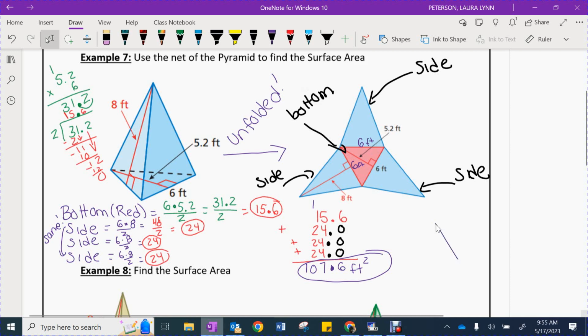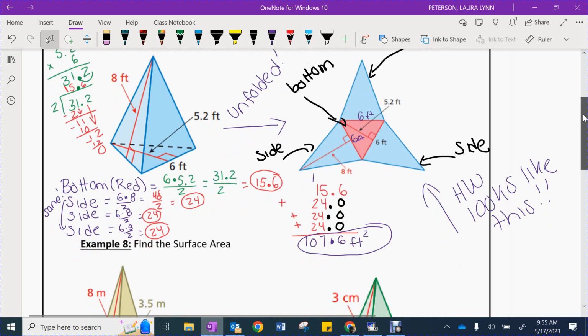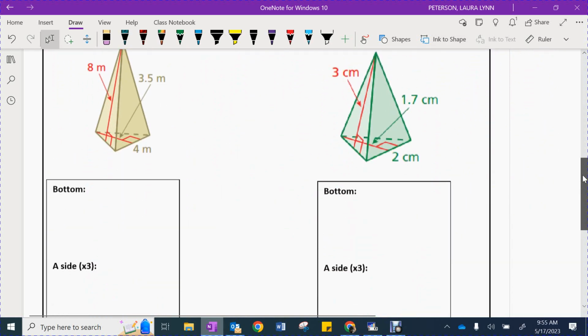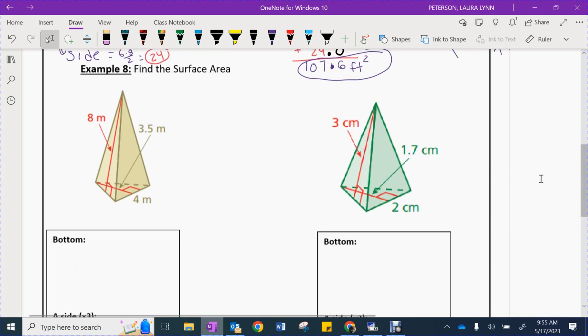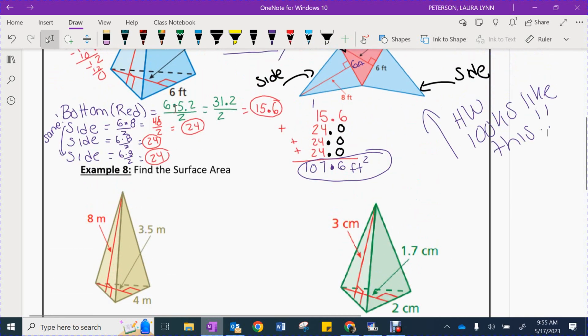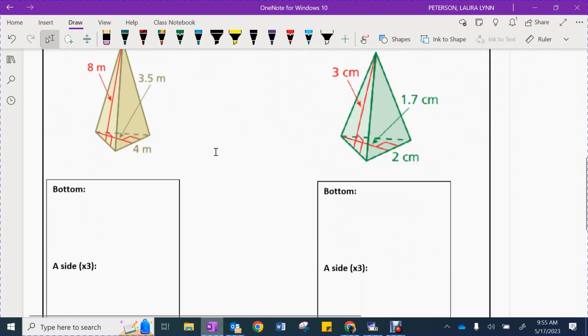So homework, I'm going to make a note. Homework looks like this. Exclamation point, exclamation point. We're going to practice it now, though, with this yellow, on my screen it's yellow, and a green pyramid. What we've noticed, if you look up here, on our last example, the sides were all the same thing. So our faster way to find the surface area is to find the area of the bottom, find the area of a side, and times it by 3, because there's 3 sides on the pyramid.